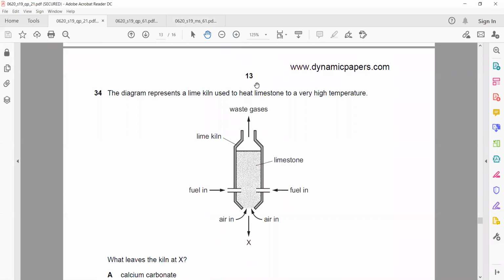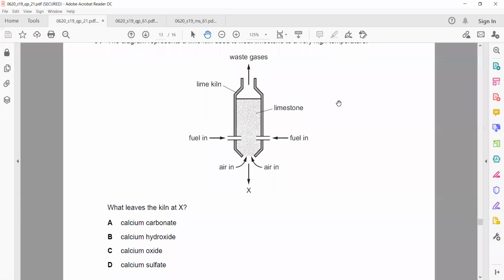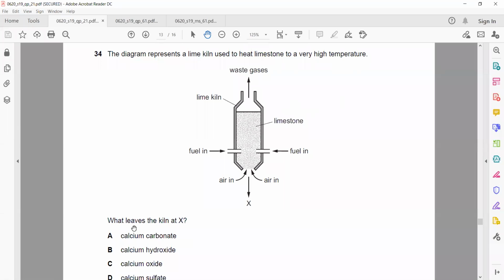The diagram represents a lime kiln used to heat the limestone to a very high temperature. So limestone is what? Limestone is calcium carbonate. Calcium carbonate, due to high temperature, will decompose into calcium oxide plus carbon dioxide. So we add limestone, it decomposes into carbon dioxide, the waste gas, and calcium oxide will be there.